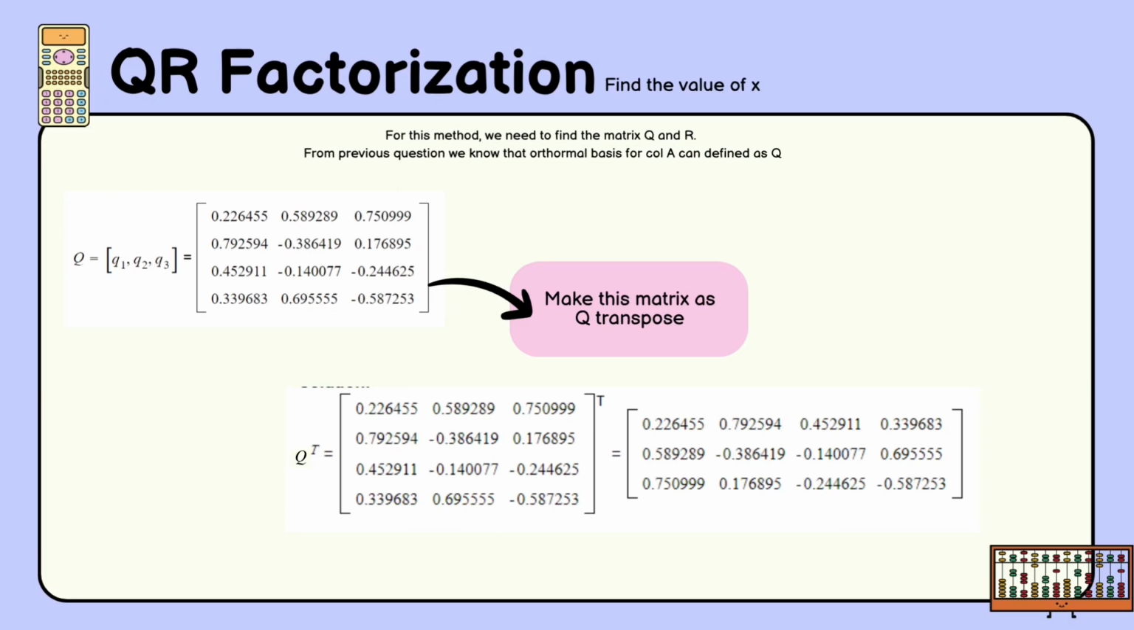Alright, to find the value of x using QR factorization and least squares, we need to find the matrix Q and the matrix R first. From the previous question, we can define the orthonormal basis as the matrix Q. After that, we take the transpose of Q. Okay, so after that, we get Q transpose, right?